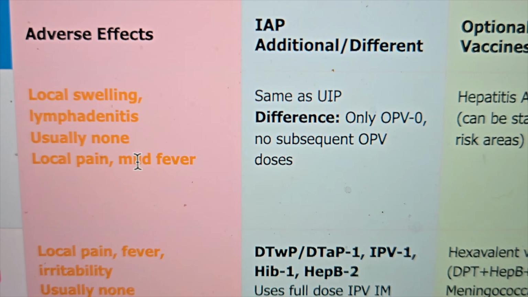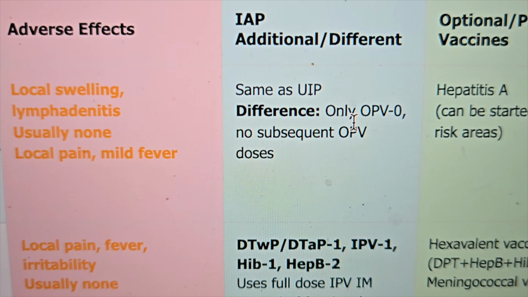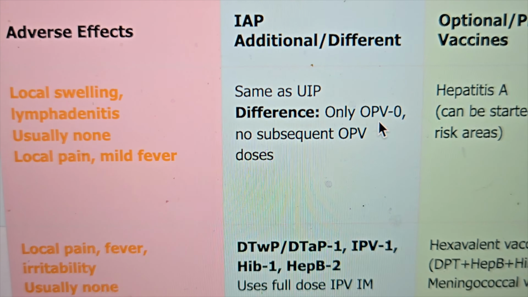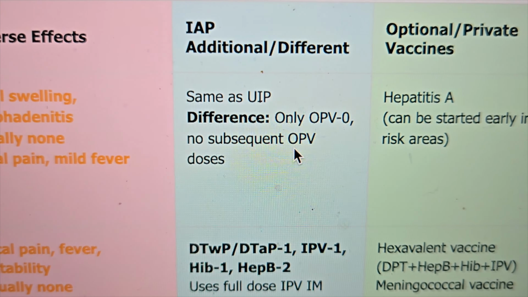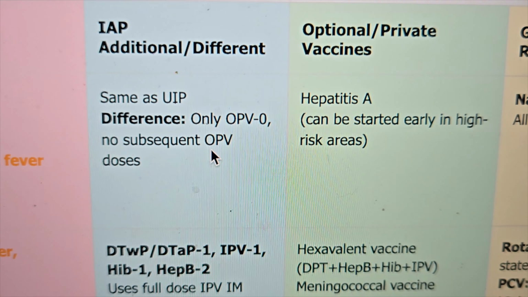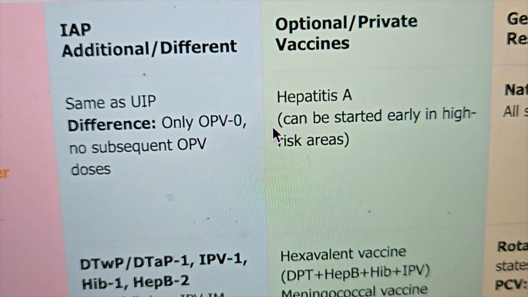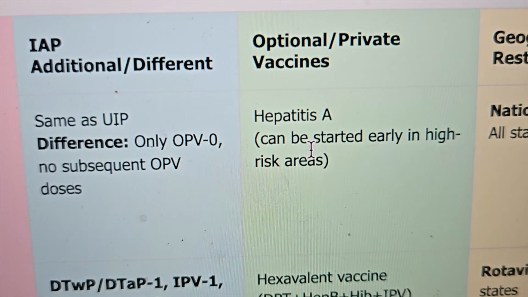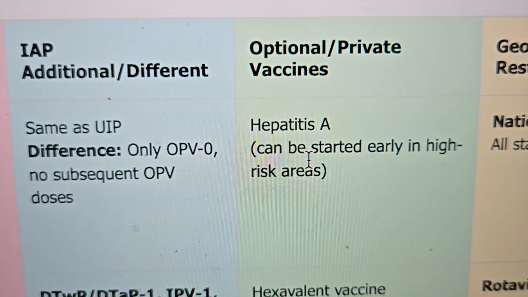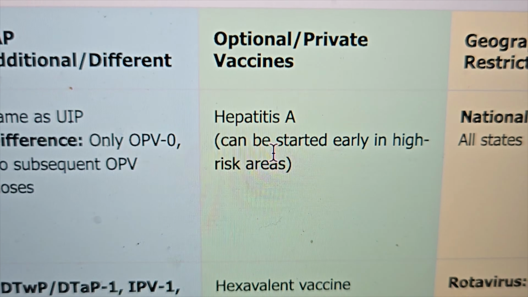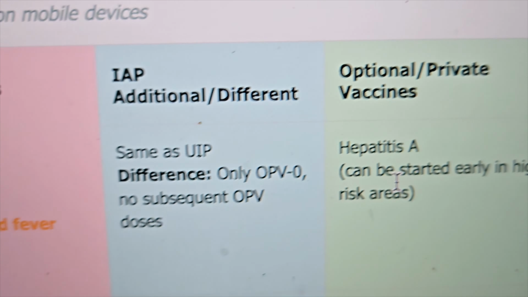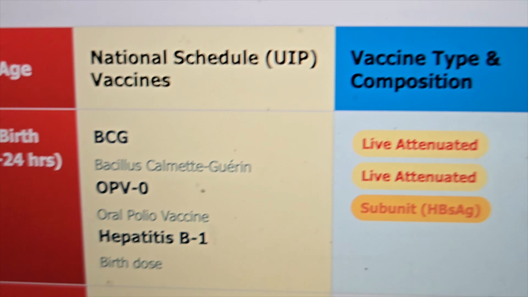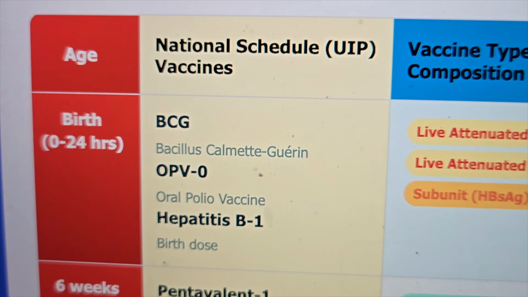What is the IAP schedule? See, in the IAP schedule, the OPV is given only at birth. There is no subsequent OPV dose in the IAP schedule, Indian Academy of Pediatrics schedule. What are the optional vaccines? See, hepatitis A can be started early in high-risk areas at birth itself, but only in high-risk areas, and it is optional. As for geographic restriction, there is no restriction. All these birth vaccines are given in all states in India.